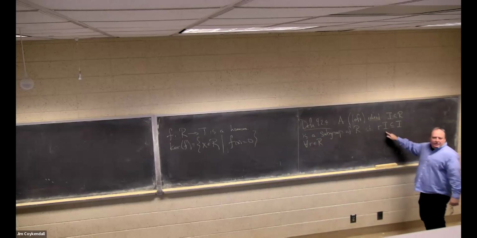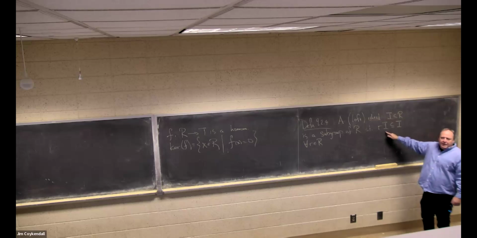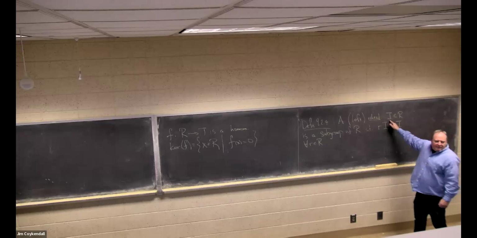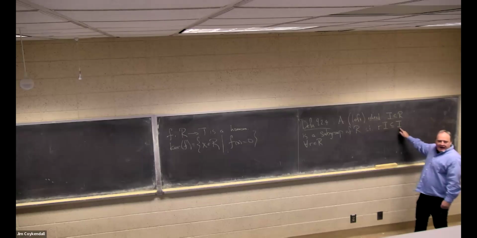This is actually stronger than a subgroup. What does it mean to be a subring? A subring is also closed under multiplication. So for this to be a subring, X times Y would always have to be in I if X and Y are in I. This is even stronger. This is like a vacuum cleaner. It sucks everything in R into I.